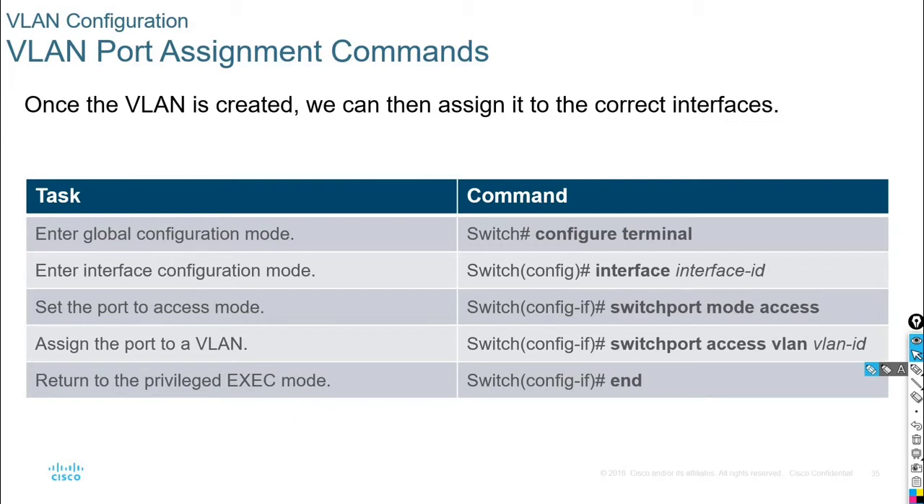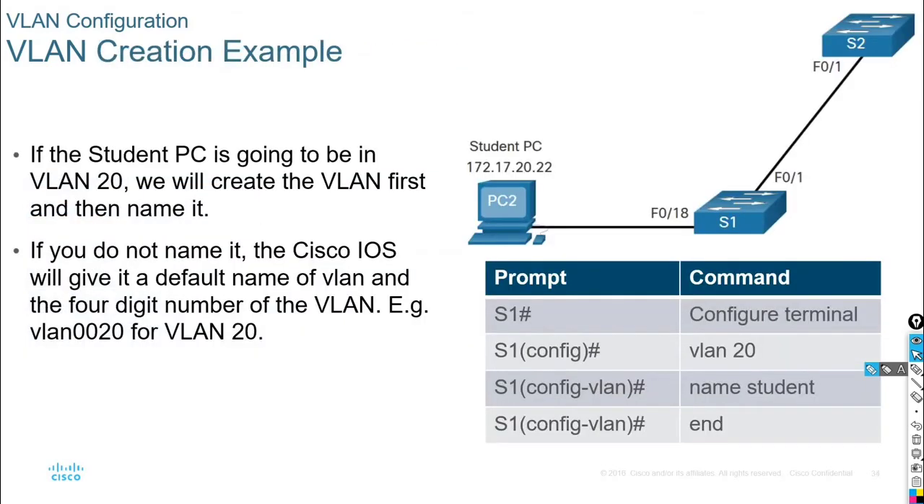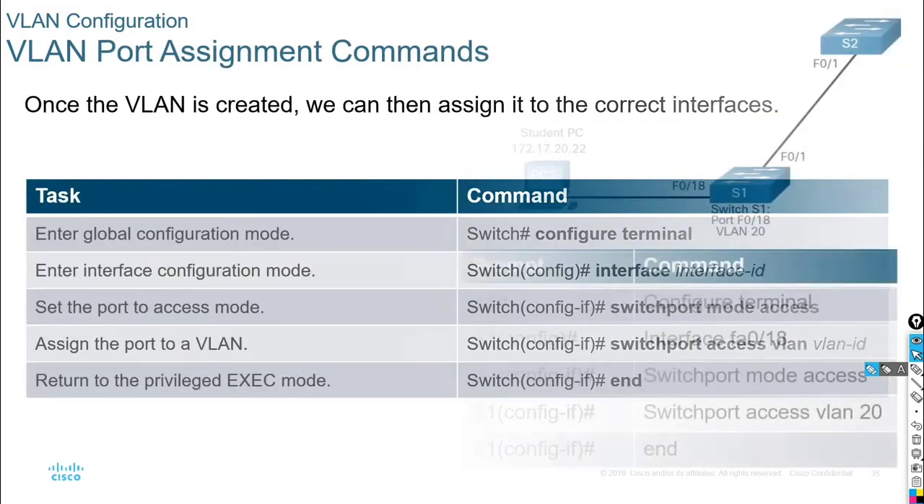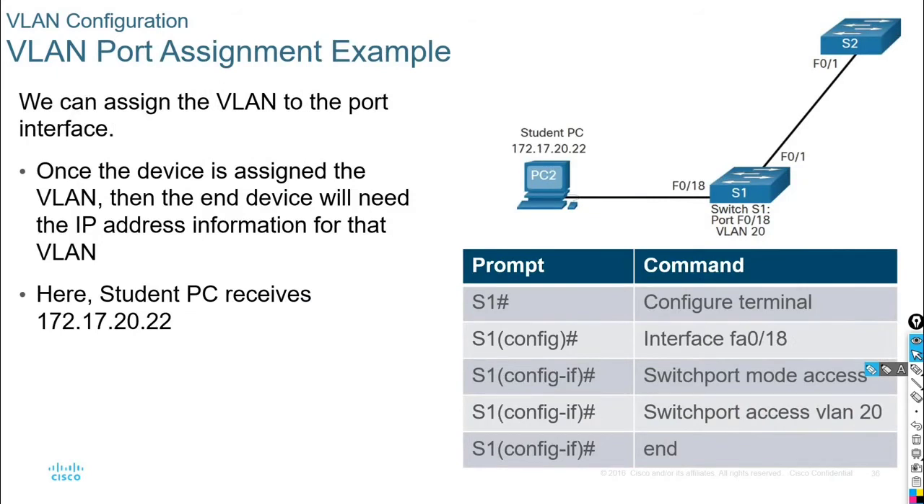So VLANs are configured on switch ports and not on the end devices. You want to remember this. In the previous example, PC2 is configured with the IPv4 address and subnet mask that is associated with the VLAN, which is configured on the switch port here. So to verify, you can see the VLAN port assignment example again.